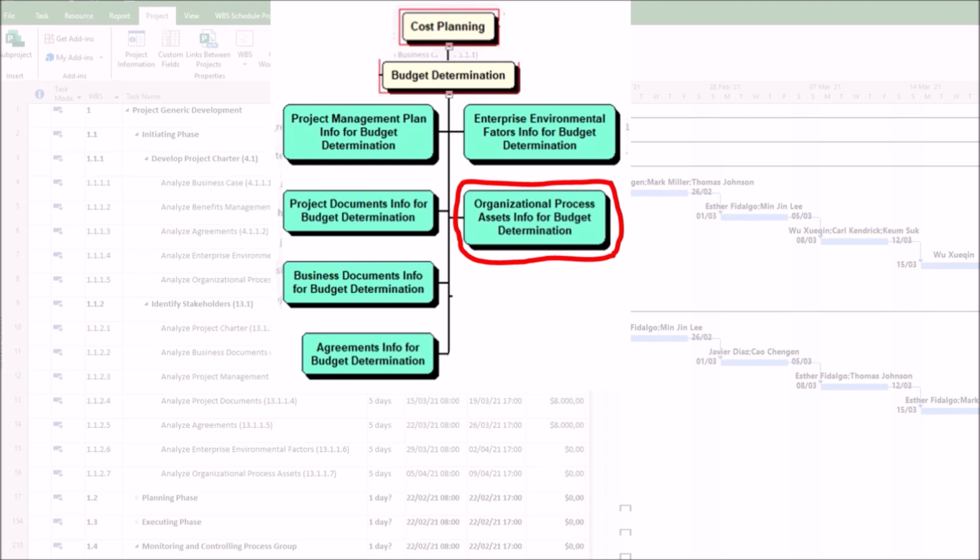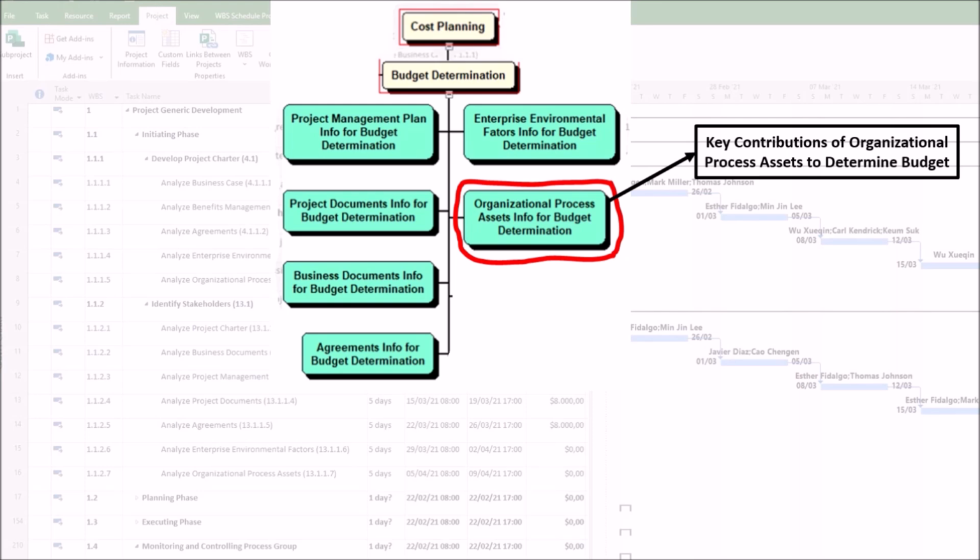How important is the input of organizational process assets to the determine budget process? The input of organizational process assets is critically important to the determine budget process. Organizational process assets provide foundational resources and historical context that shape how budgets are developed, approved, and controlled. Here's a detailed breakdown of their significance.